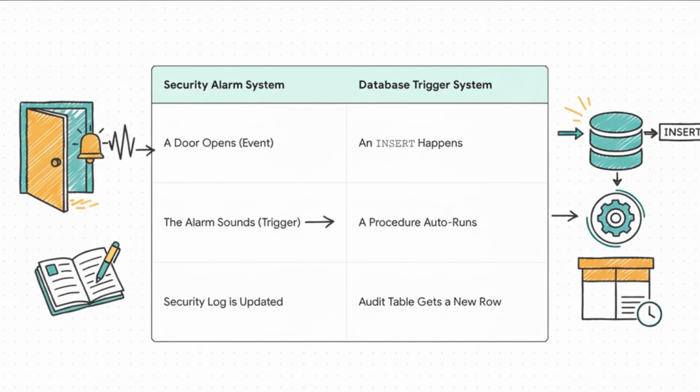In your house, the event is a door opening, right? In your database, that's an insert statement adding new data. The alarm itself sounding off, that's our trigger firing its procedure. And the result? The security company's log gets an update, which is exactly like our database's audit table getting a new row. See? It's a perfect one-to-one, totally automated response.